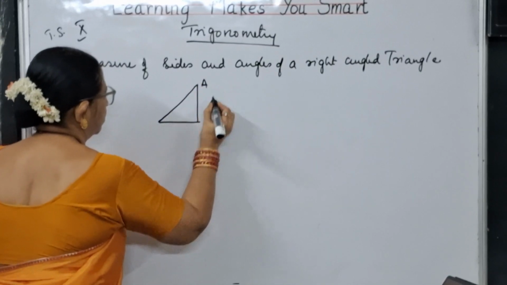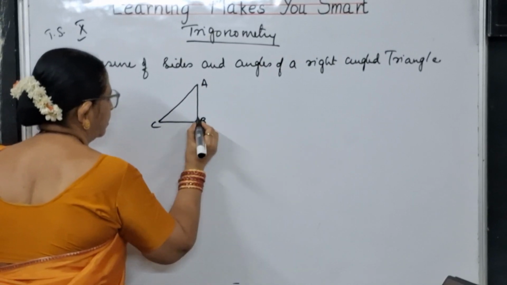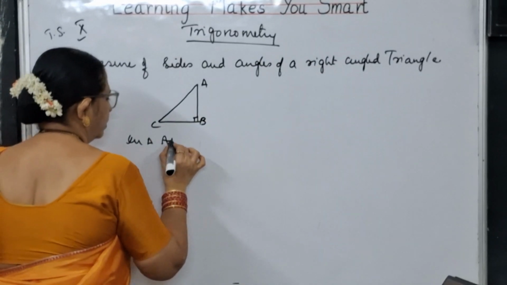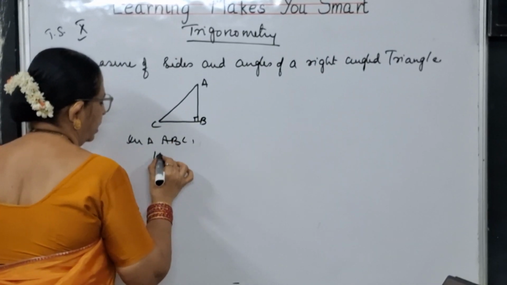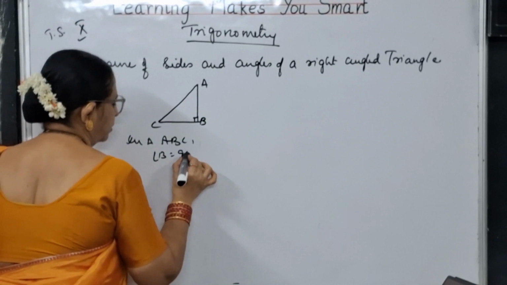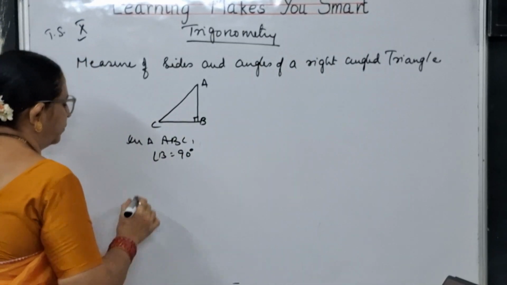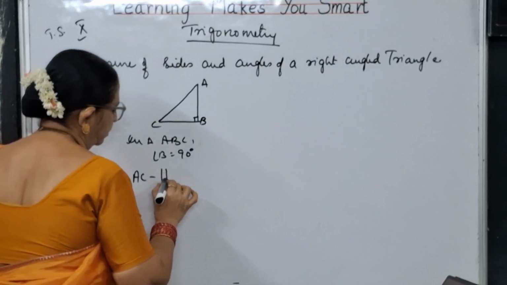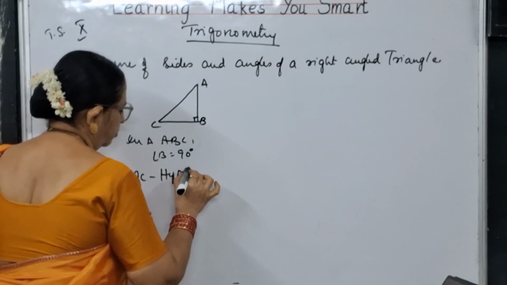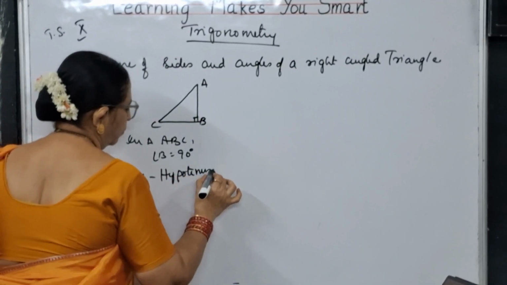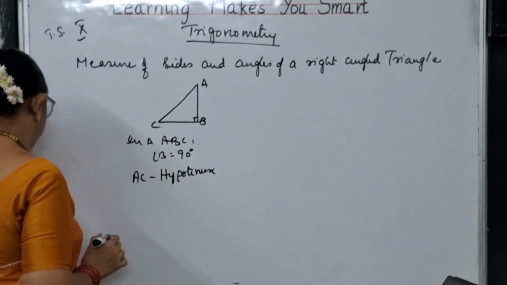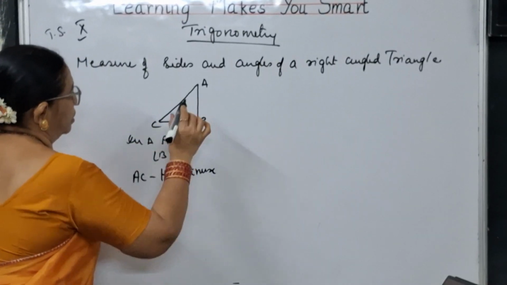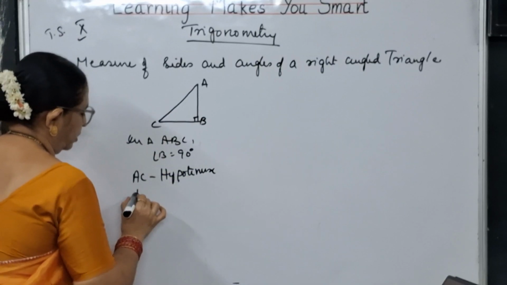If you have triangle ABC, in triangle ABC, angle B is equal to 90 degrees. So we call it a right angle triangle. In this, what is AC? The name of AC is hypotenuse. It is the side which is opposite to the 90 degrees, that is hypotenuse.